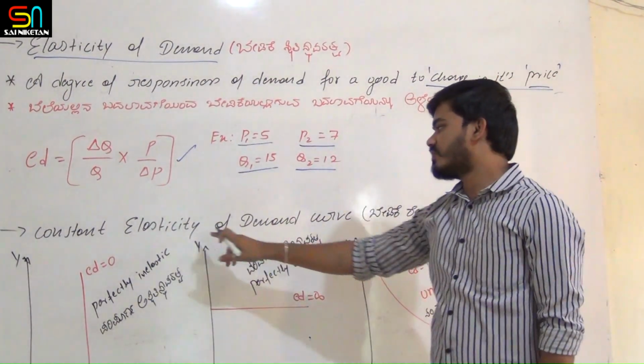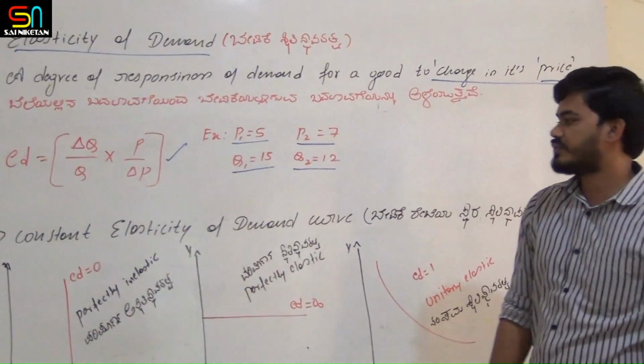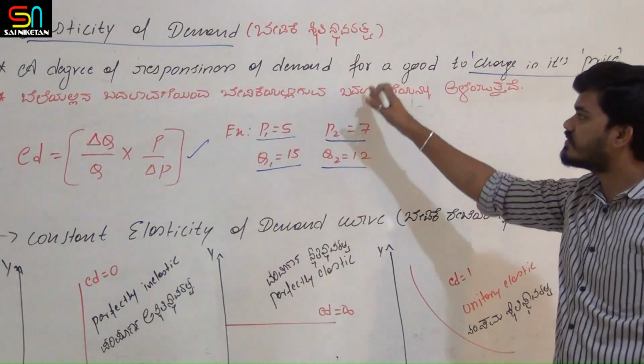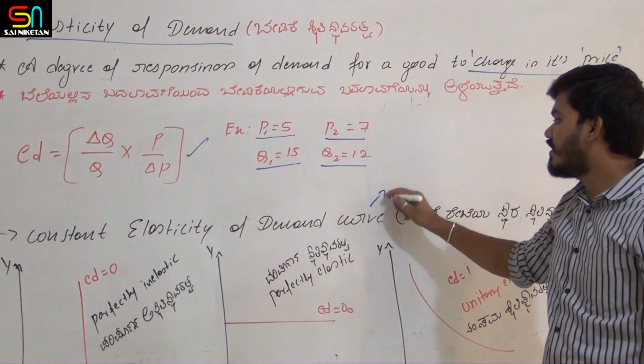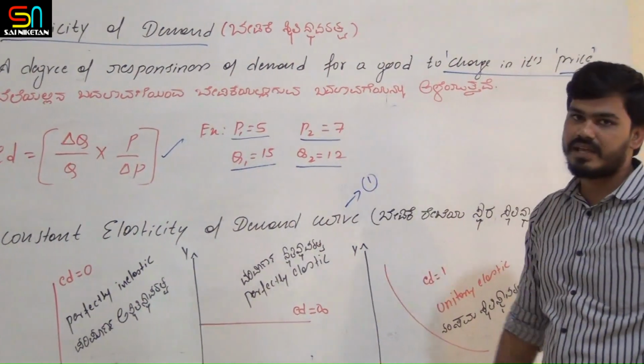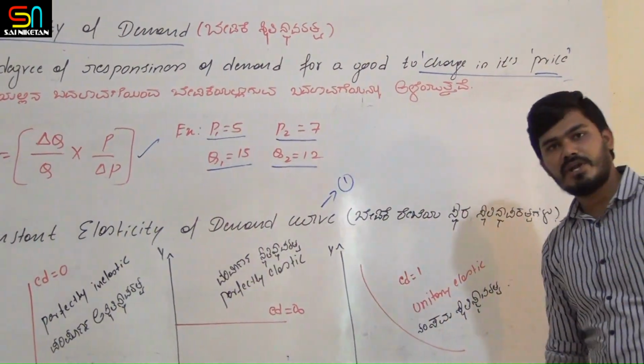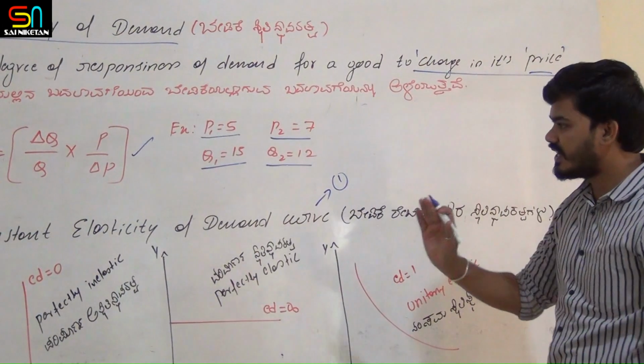Next one is the constant elasticity of demand curve. Most probably this concept will be removed from NCERT, but it will again be a loss for the 1 mark fill in the blanks, matching the following, or multiple objective questions. They will definitely ask a 1 mark question.